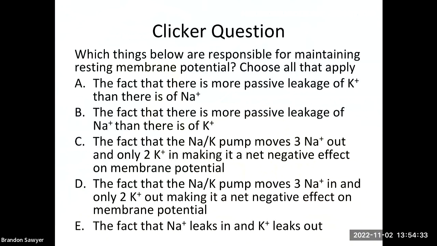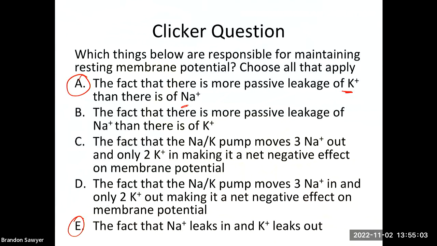So about 90% of you are saying A and C, and only about 40% of you are saying E. So let's talk about A and C first. So the fact that there's more passive leakage of potassium than there is of sodium, that one's definitely true. But that one has to be coupled with E, right? Because the fact that sodium leaks in and potassium leaks out, right? Because that means we are losing more of a positive charge than we are gaining, right? We put A and E together, that kind of tells us that.